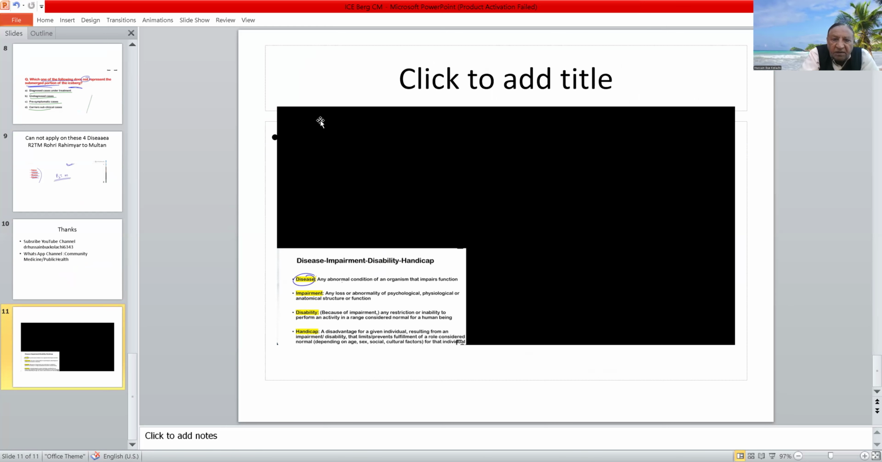Once again, you will understand that the iceberg phenomena of the disease is a very important concept, and in a short time I have explained it, and I think students of MBBS, MPH, MPhil, and MCPS will understand it better.